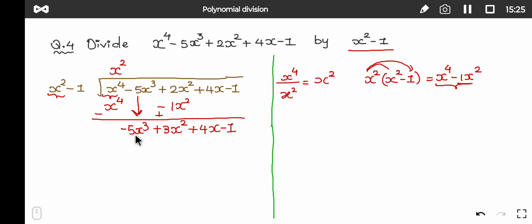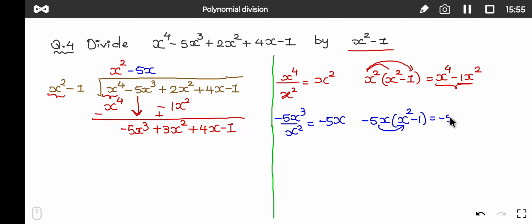Now apply the same steps that we have been doing. Now the first term is minus 5x to the power 3, and outside we have x square. So x square and x square will get cancelled, so minus 5 and 1 x will remain. So our quotient's second term is minus 5x. The next step, multiply minus 5x with the divisor, that is x square minus 1. So if you multiply minus 5x inside, we'll get minus 5x to the power 3, then minus 5x into minus 1, so minus minus gives plus 5x into 1, which is 5x.